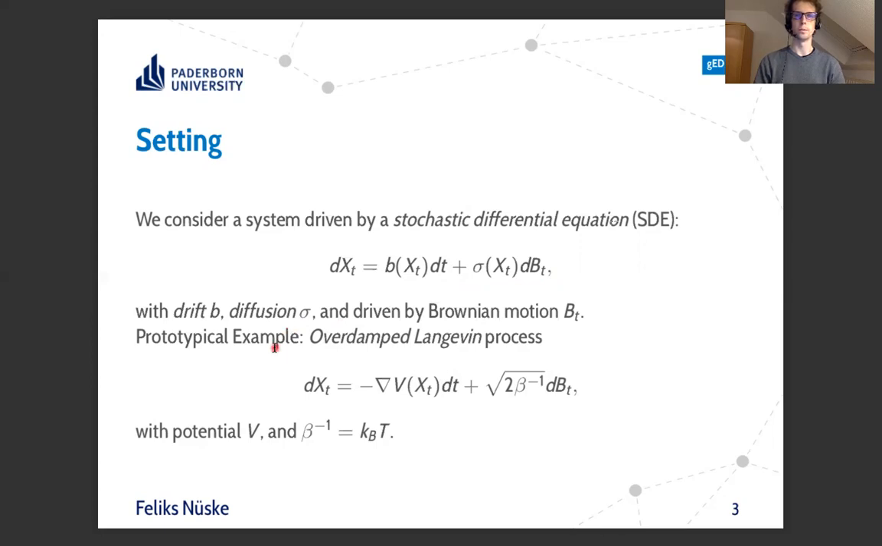As an example, which is quite familiar, which is often used in physics applications, I have listed the overdamped Langevin process. Here, the drift vector field is the negative gradient field of a scalar function V, called the potential energy. So the deterministic forcing is just driving the system downhill, but the system is also subject to the stochastic forcing in form of the Brownian motion, and the intensity of the stochastic forcing is controlled by a constant, which in turn is related to the temperature of the system.